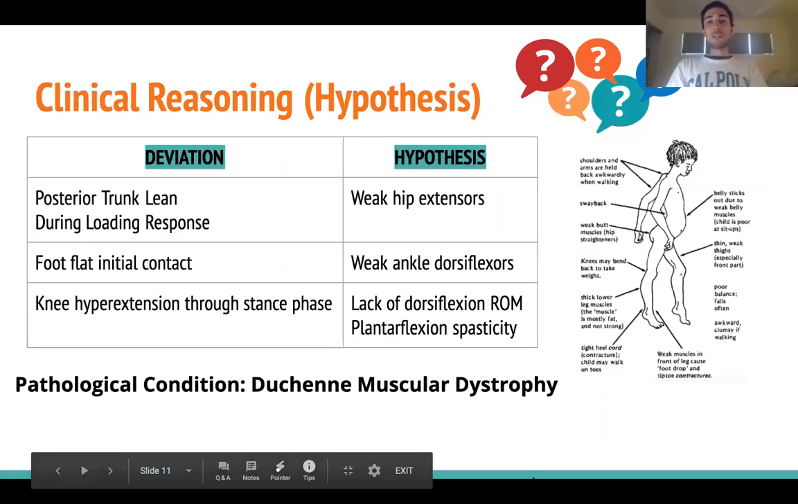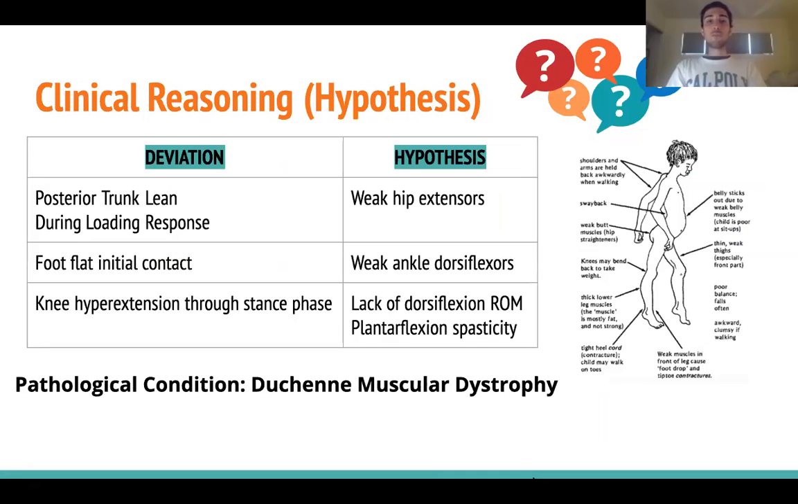The posterior trunk lean during loading response moves the line of gravity of the trunk behind the hip to alter the ground reaction force to behind the hip. This reduces the need for an internal hip extensor torque and compensates for gluteus maximus or hip extensor weakness.